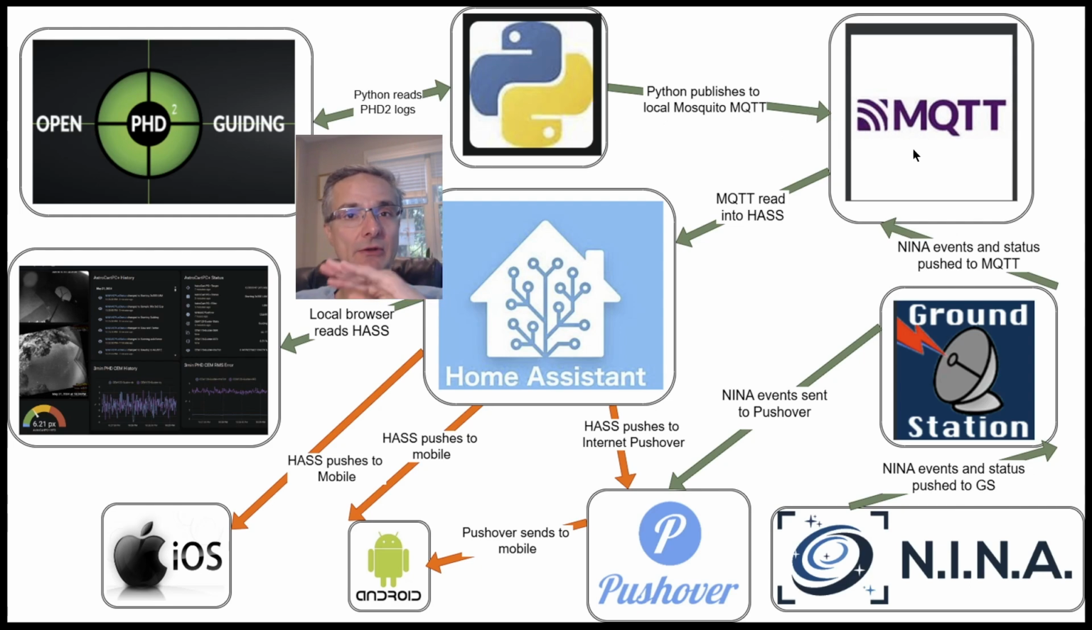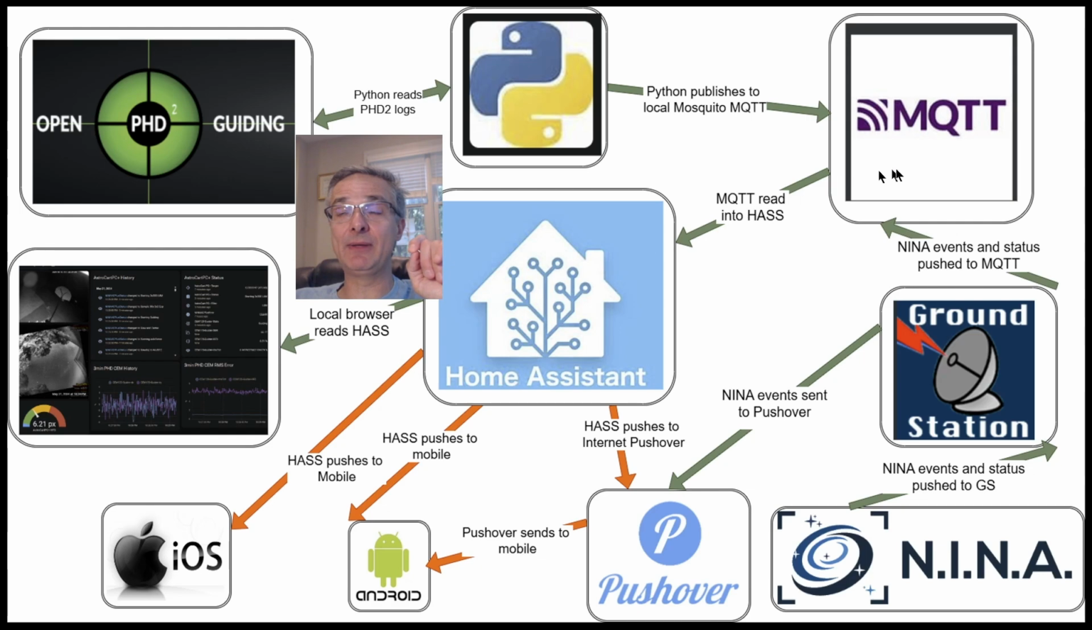All the green arrows are local on the home local network that I run. They could be all processes on the same PC that you're running your nightly unattended telescope operations. And that in and of itself is pretty neat and cool. And it took me a little bit of hacking to share with the community how I accomplished it. Once it's in MQTT, you can do a lot of cool stuff with it.